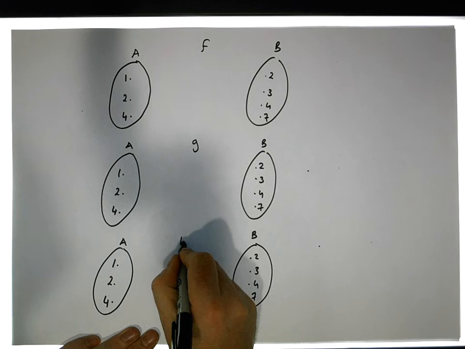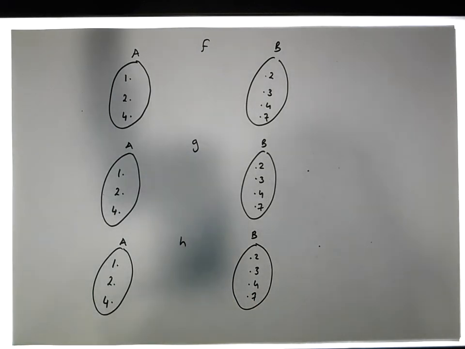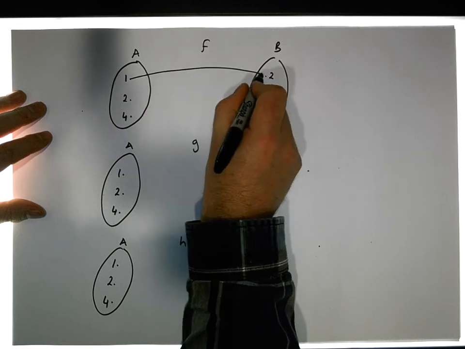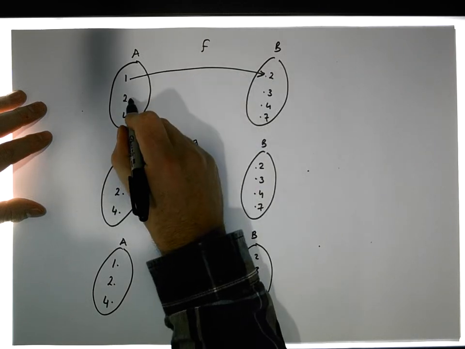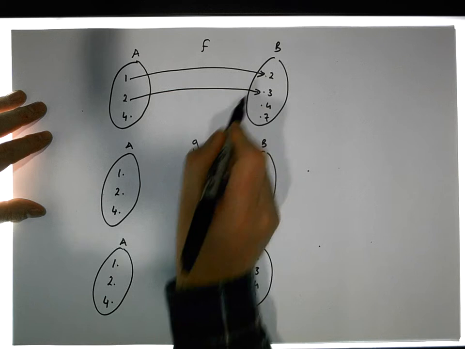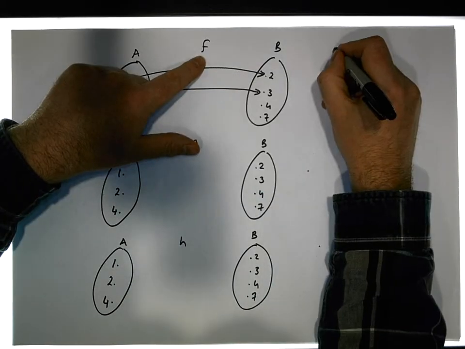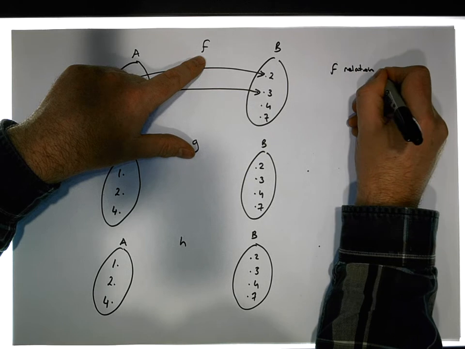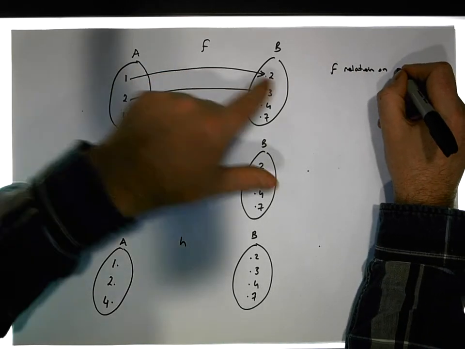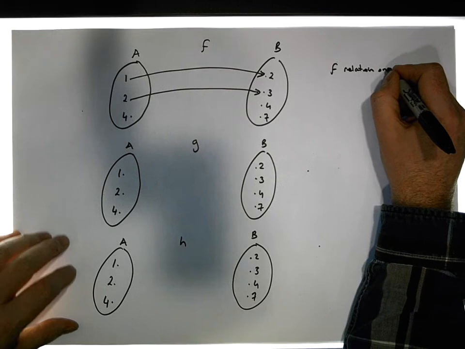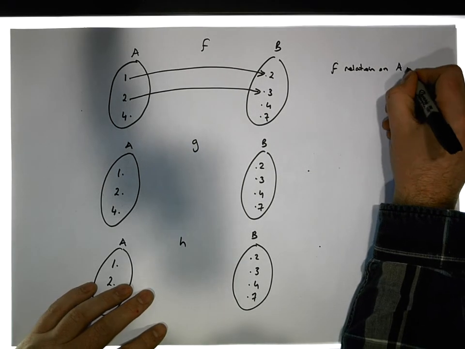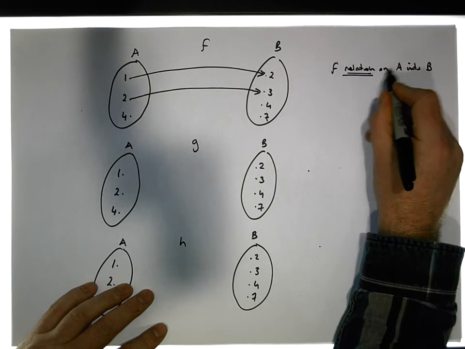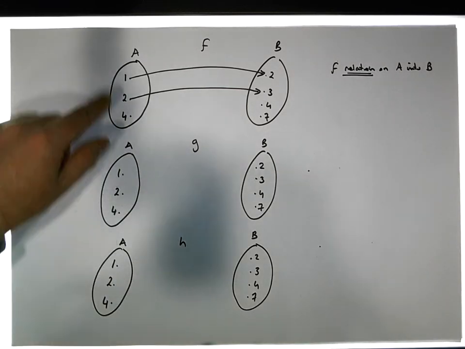So let's have a look at F. F is a relation. It takes 1 to 2. It takes 2 to 3. And that's all we have. So F is a relation on A cross B, or a relation from A into B. It is a relation because we have values from A going into values of B.